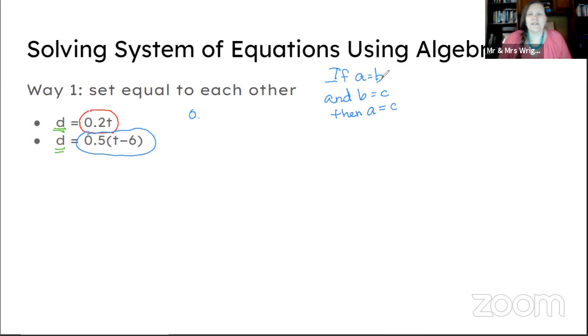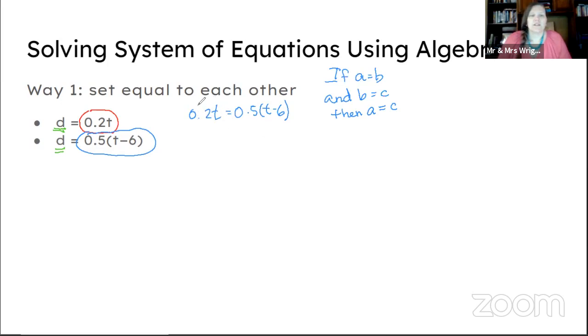Because you have that common variable that they're both equal to, you can easily say a is equal to c. So in this case, if a in the red is equal to b in the green, and b in the green is equal to c in the blue, then we can put the red equation equal to the blue equation because they're both equal to D in green. So 0.2t is equal to 0.5(t minus 6). Okay, so now we just solve for t.